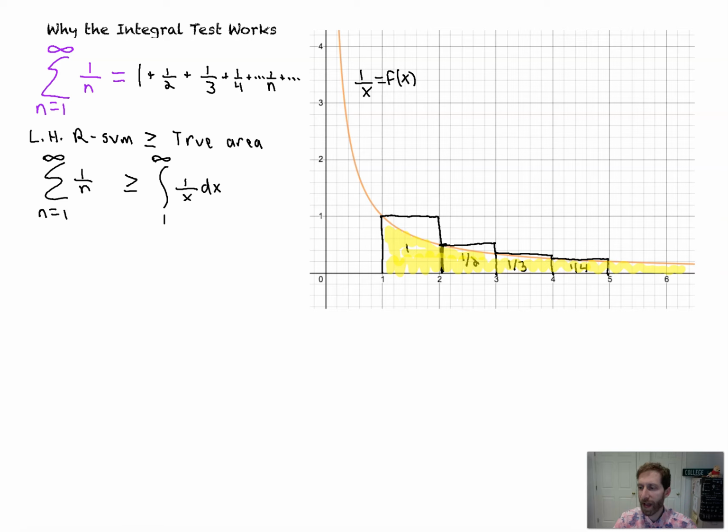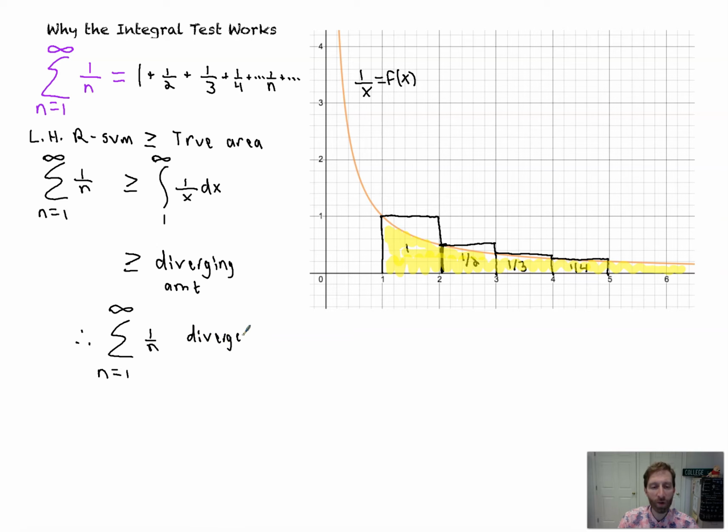But we see that our rectangles overshoot that true area. And what we've already shown, and I'm not going to show the algebra for it, is that this integral actually diverges. So that means that we are greater than or equal to a diverging amount. In fact, this thing goes to infinity. And what's greater than or equal to a diverging amount? Well, a diverging amount. So that means that our series has to diverge. Isn't that cool? That's why it works.